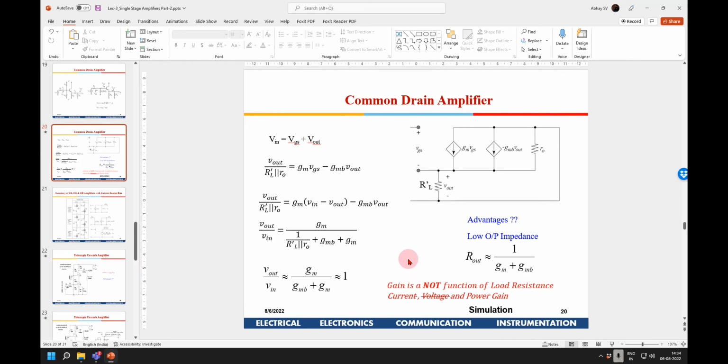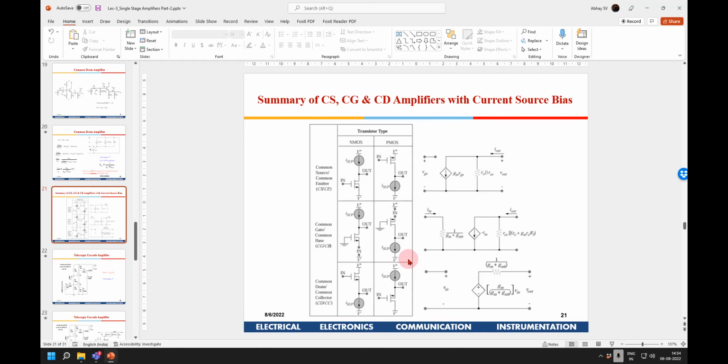So common drain. Sir, if we are biasing the second one, the common drain, using the previous stage, then do we need those transistors for biasing purpose? No, we don't require that. I have removed that connection in the simulation.